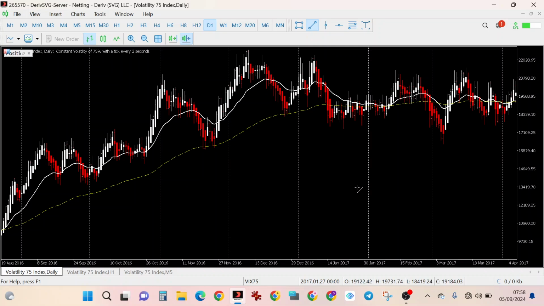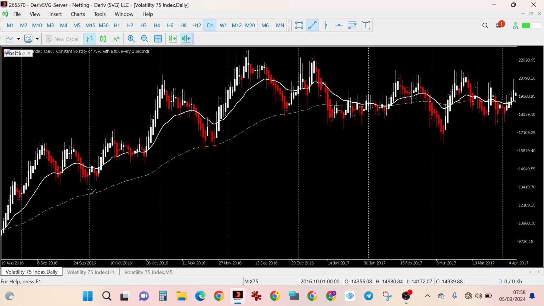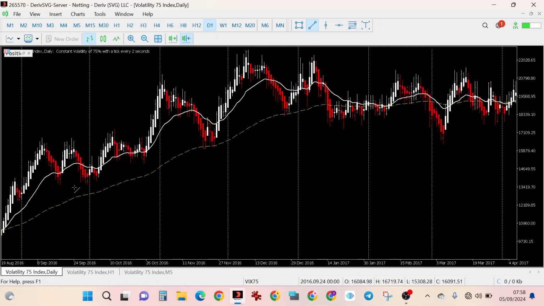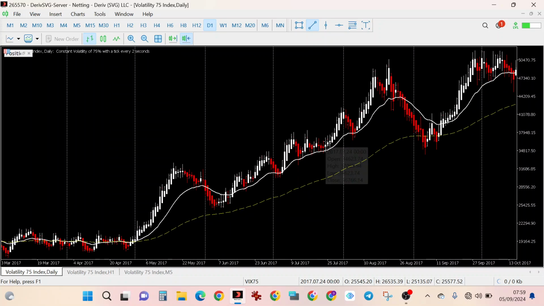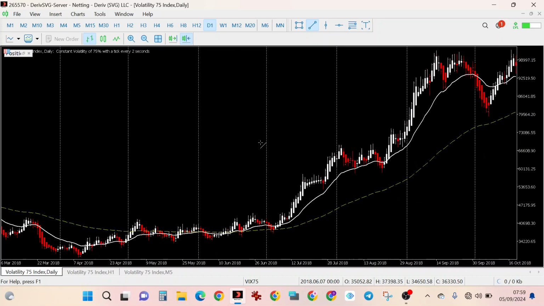So you don't just jump into the 10-minute chart and start looking for setups everywhere. You need to first of all go to the daily chart and look for those important areas. When you find those important areas, then you can now switch to the lower time frames and find your entries.